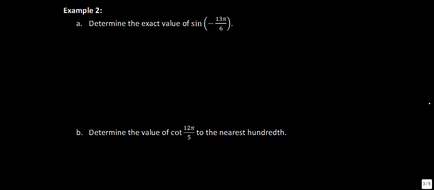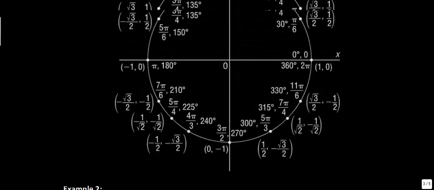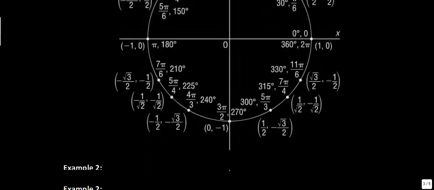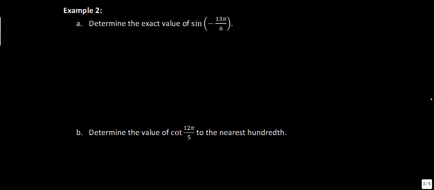Now, my guess is if you're trying to find the exact value, a lot of you might have just come up here and started trying to look for negative 13 pi over 6, or maybe even 13 pi over 6. And you'll see that we have some that are close, right? We have 11 pi over 6, but you will not find 13 pi over 6. So we're going to need to do some work to help us figure out how to answer this question.